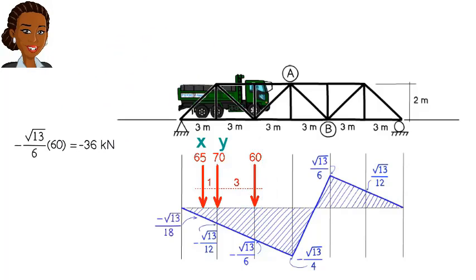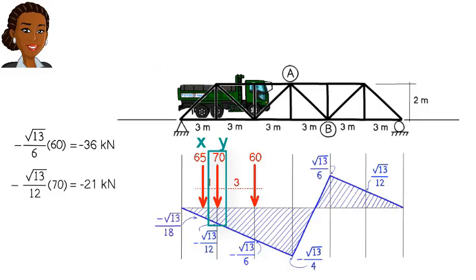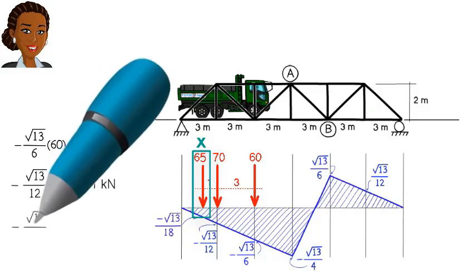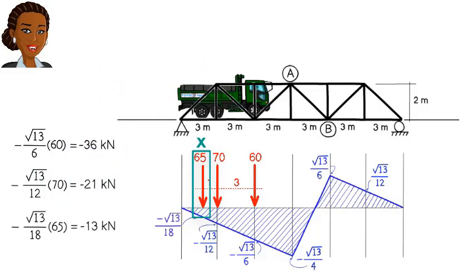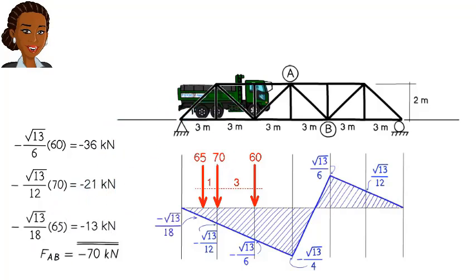And what would be the resulting axial force if we placed a load of 70 kilonewtons at Y? It would be negative 21 kilonewtons. Further, if we placed a load of 65 kilonewtons at X, the axial force in AB would become negative 13 kilonewtons. Therefore, if all three loads are present at the same time, the total axial force in AB becomes negative 70 kilonewtons.